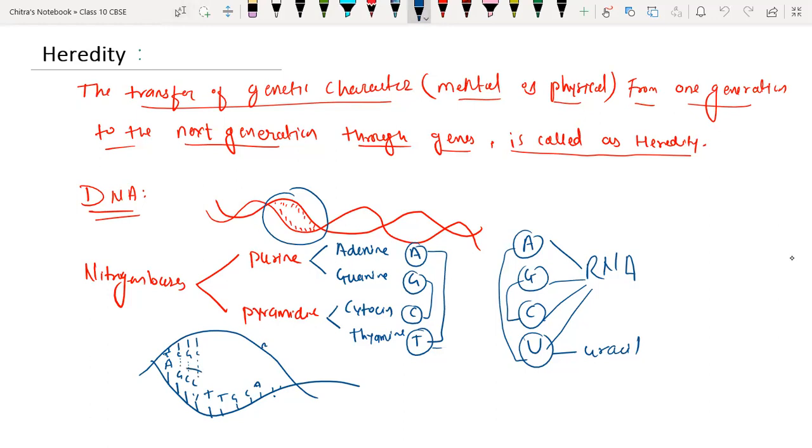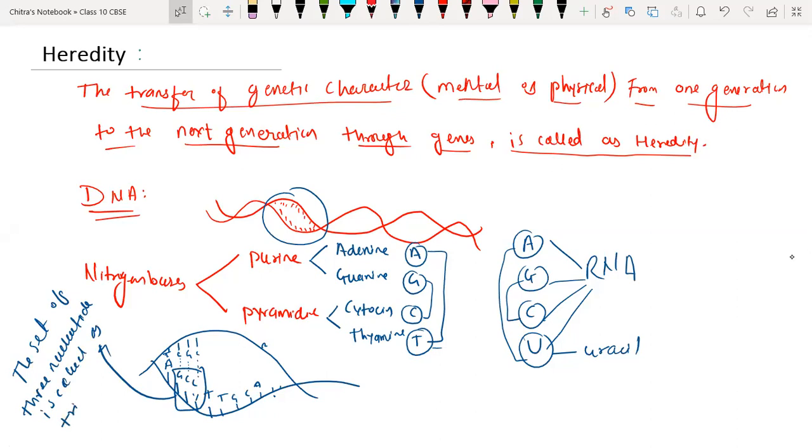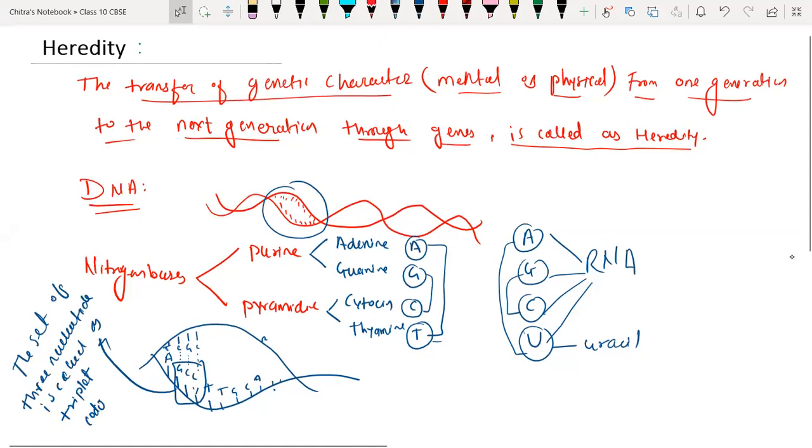The set of three nucleotides is called a triplet codon, and each triplet codon is responsible for a particular character.